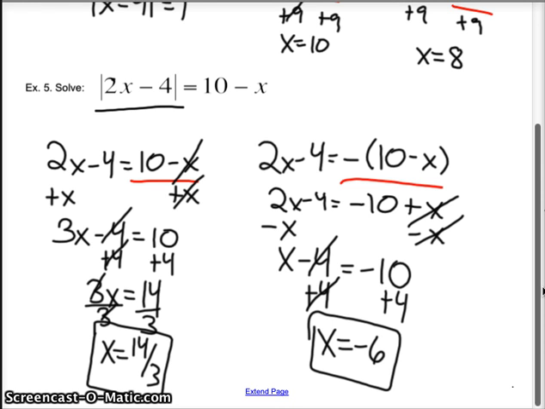Again, the two things to remember whenever you're solving these absolute value equations. First, isolate the absolute value. Get the absolute value completely by itself. Second, you need to split up the absolute value into two equations and solve both from there.